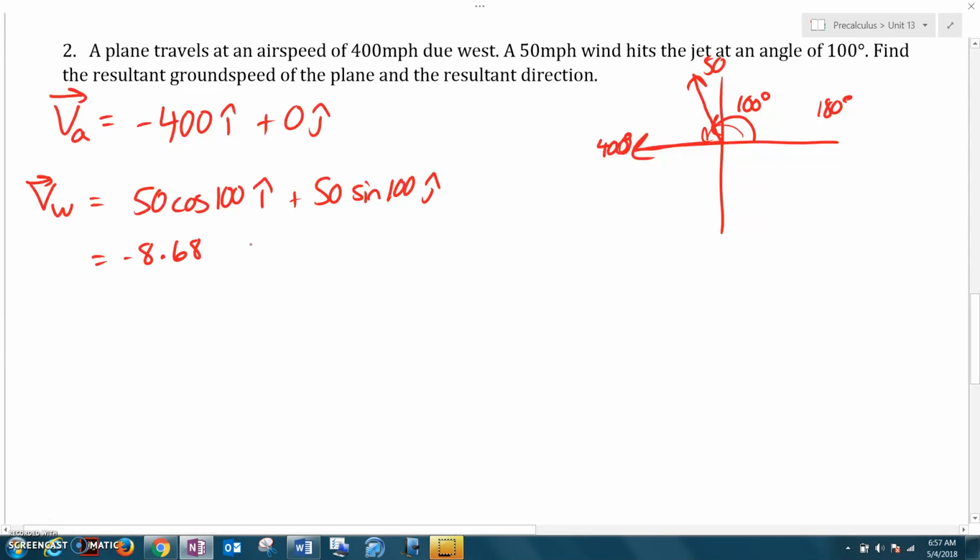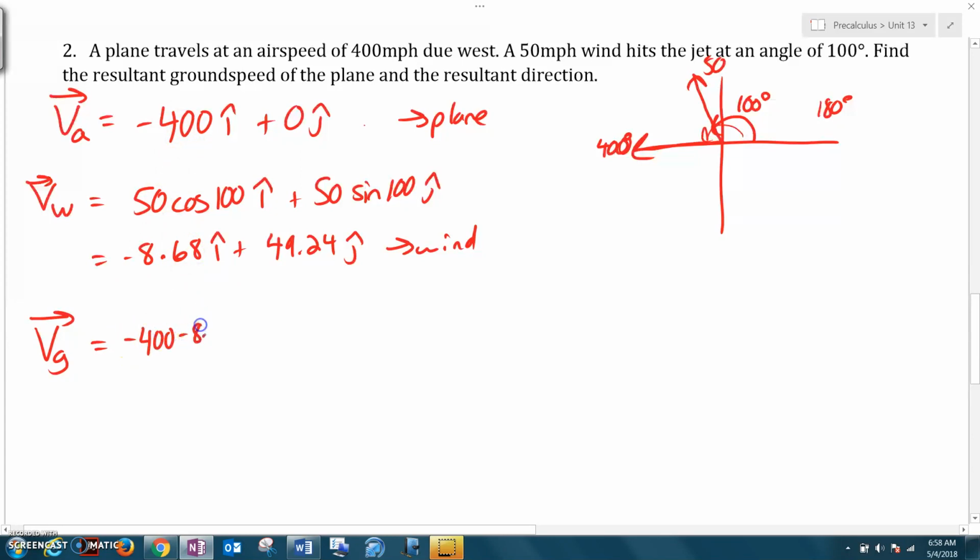So it's actually going to be pushing it more to the left, which makes sense. But it's also going to be pushing it up. Oh, by the way, this has an i, this has a j. Okay, so here are the two vectors. This is the airplane, and this is the wind. Now to get the result with respect to the ground, we usually call that VG for these airplane problems, because it's the vector with respect to the ground. You just add them. So if you add these, you get negative 400 minus 8.68 in the i direction, plus 0 plus 49.24 in the j direction.